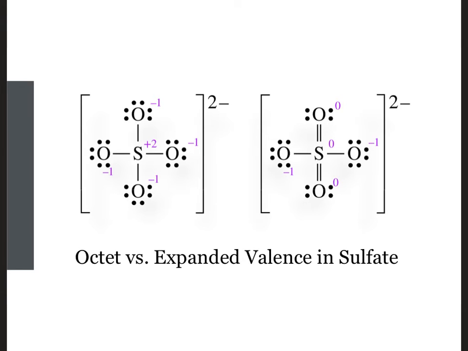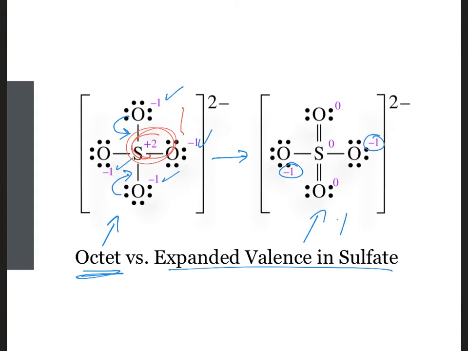Let's see how the expanded octet benefits the sulfate ion. In the structure on the left, all the atoms obey the octet rule, but we have formal charges on every single atom in the structure, including a plus 2 on the sulfur. However, bringing in 1 lone pair of electrons from the top and bottom oxygen atoms to make 2 double bonds minimizes the formal charges, leading to a much better Lewis structure that is far more likely to represent the actual sulfate ion.